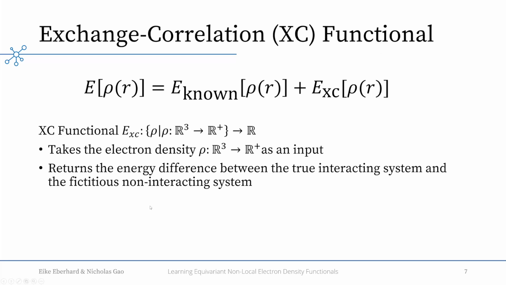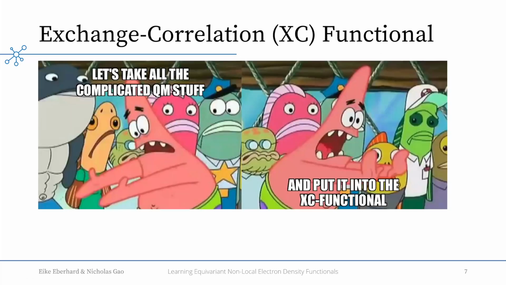What this does basically in this formulation is that the exchange correlation could be interpreted as an energy difference between a truly interacting system and a fictitious non-interacting system. But this is not the key point to take away from here. It's really just from a far away view: you take all the complicated stuff of interactions and quantum mechanics and you just put it into the exchange correlation functional.